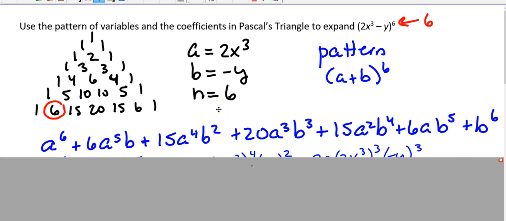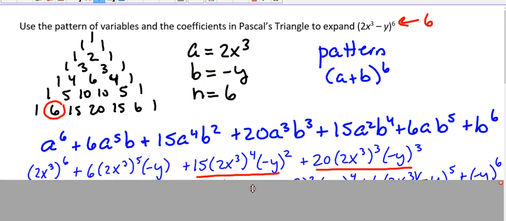I know you're probably trying to write this in your notes, but take a minute before you go on to the rest of the video to make sure you understand where all of this came from. Okay, now I am going to do the same thing I did in the previous example. I am going to substitute 2x cubed every place there's an a and negative y every place there's a b, making sure to put both of them in parentheses.